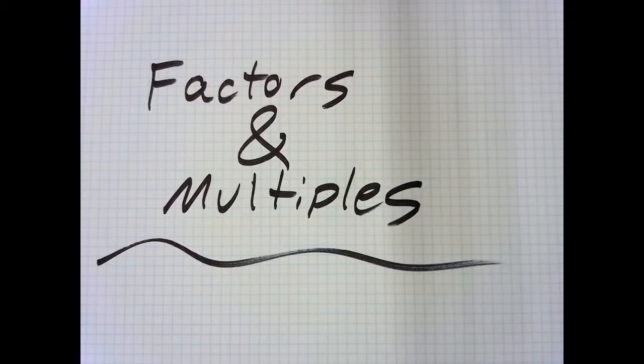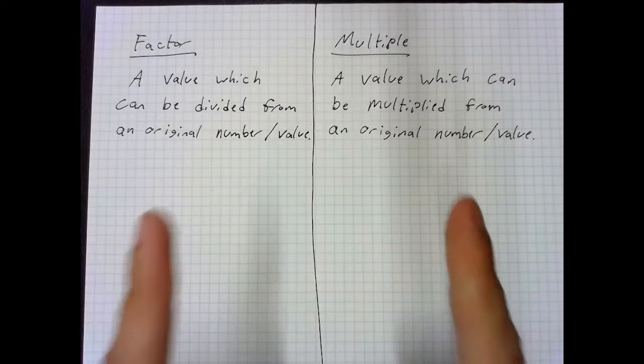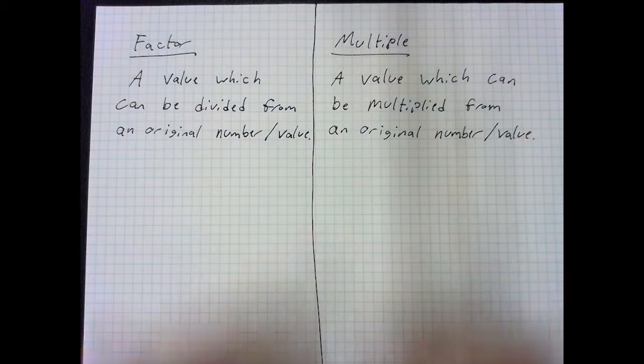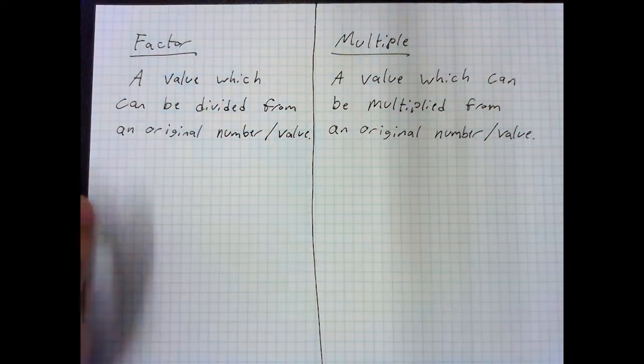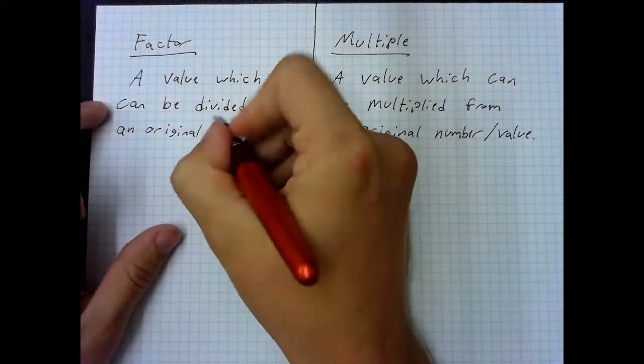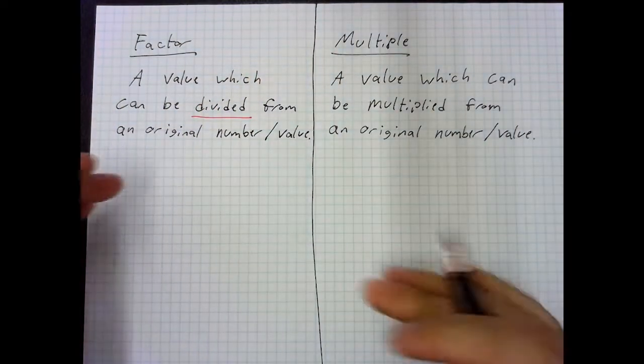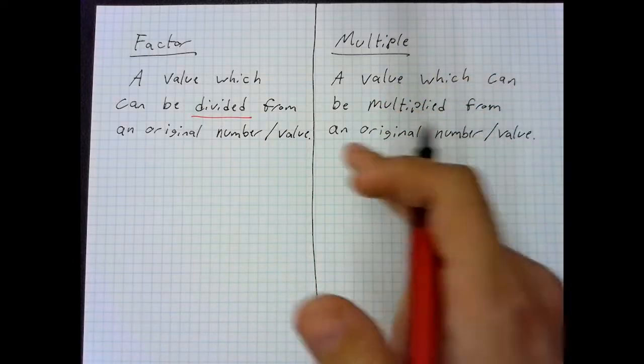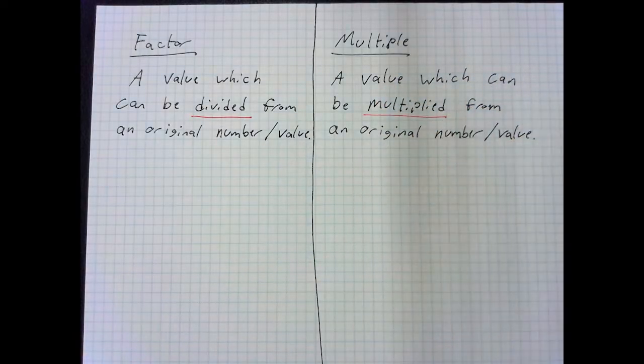A. Today, we're going to talk about factors and multiples. There is basically just one word that separates these two amounts. And that word is that factors are values that can be divided from an original number or value, whereas a multiple can be multiplied from an original number or value.